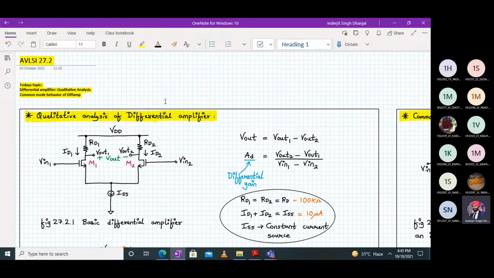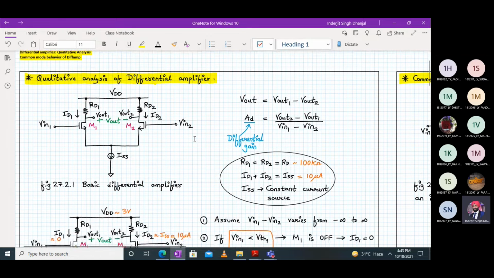Today we are going to discuss the qualitative analysis of the basic differential pair, or differential amplifier, and also we will analyze the common mode behavior of the differential pair. So let us begin with the analysis.